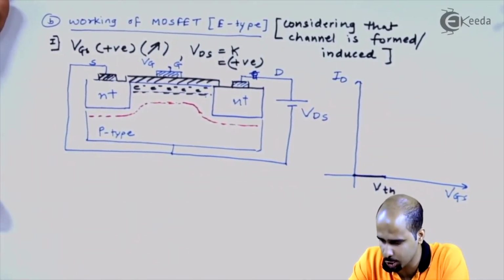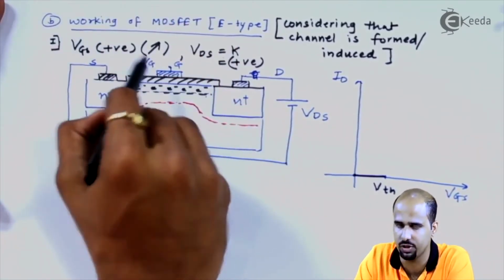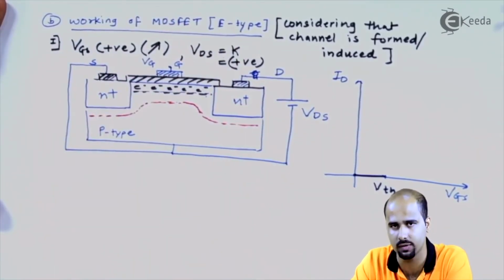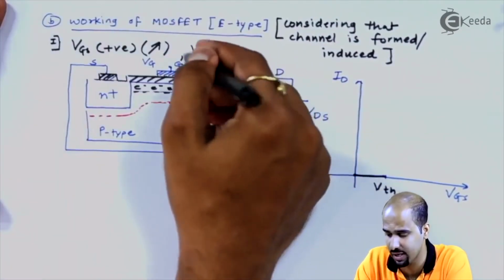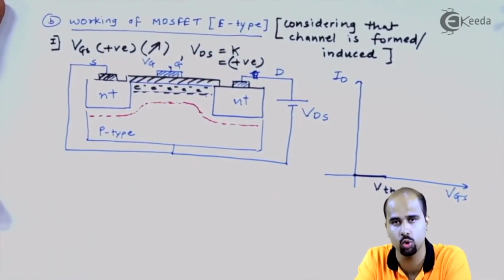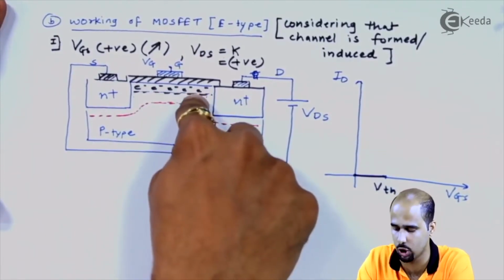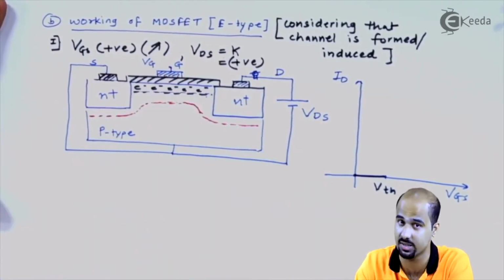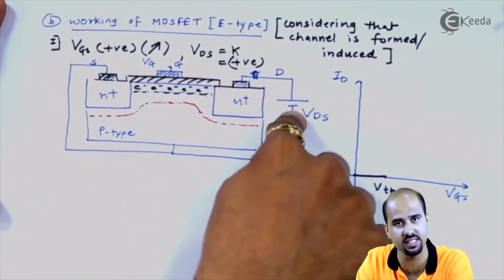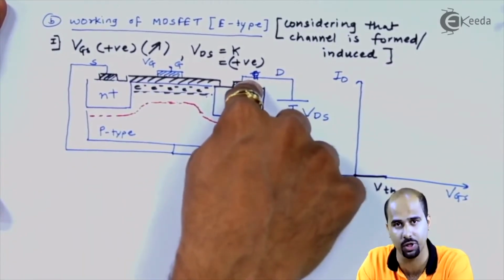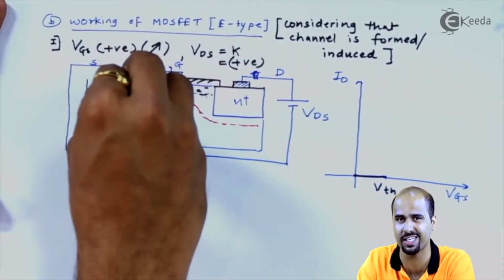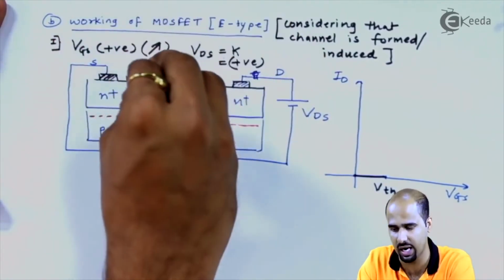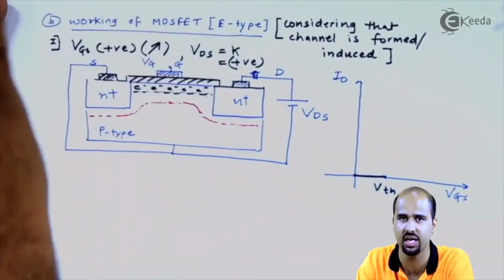After the threshold voltage I'm just increasing the value of VG, keeping VDS constant. Increasing the value of VG will lead to an attractive force for the electrons towards the gate. But at the same time, keep in mind that VDS, that is the drain potential, is also positive, so electrons will also get attracted towards the drain and also get attracted towards the gate side.